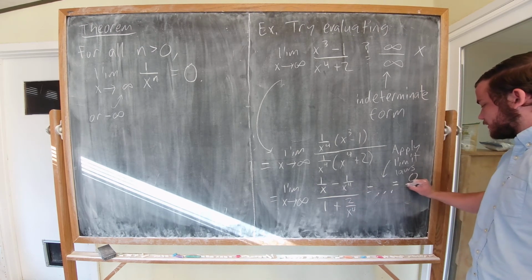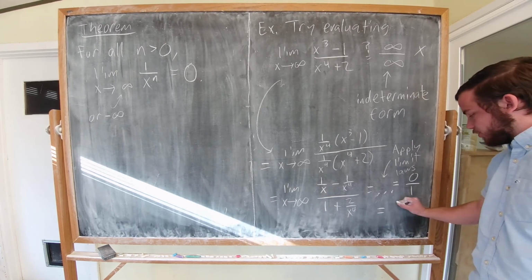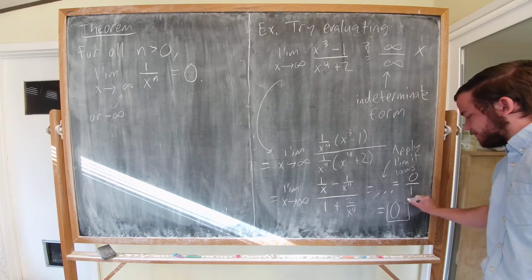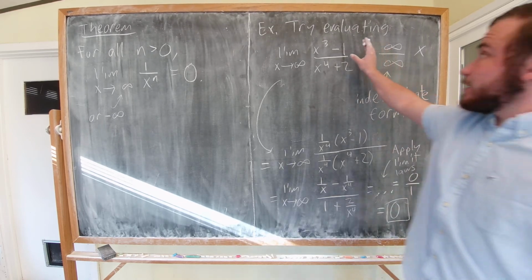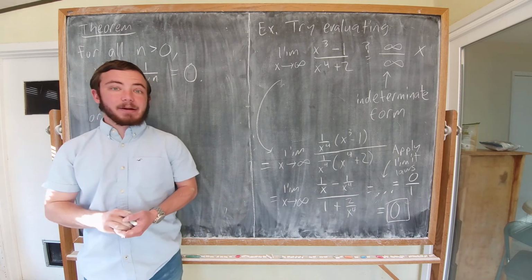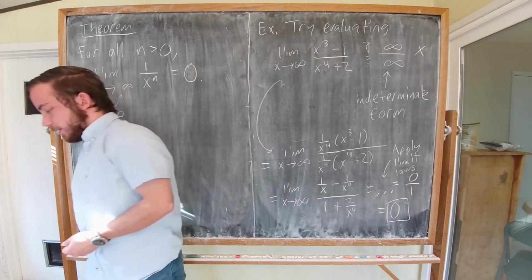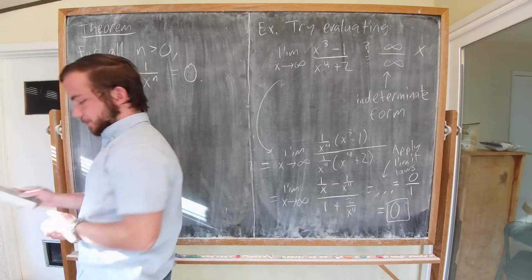So we get 0 divided by 1, which is just 0. So this limit actually goes to 0. How about that? Infinity over infinity, not always 1. Let's do another couple examples.